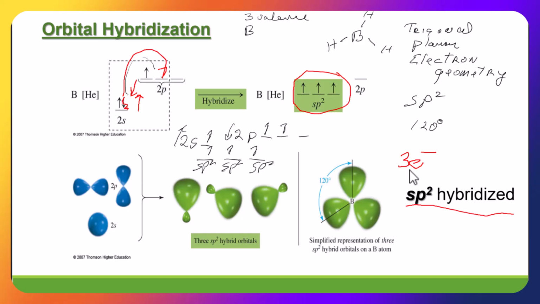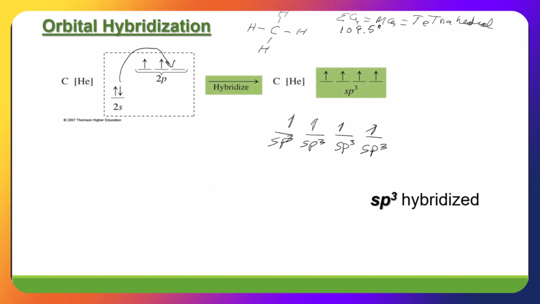Now, this is not really difficult. 3 electron domains, sometimes we just call it 3 things. You have 1 plus 2 equals 3. Okay, so that's sp2 hybridization, and the geometry is trigonal planar. All right, let's see what else we got. All right, here is carbon. Helium is just the noble gas core for carbon. That's all that means. We're using core or abbreviated notation.